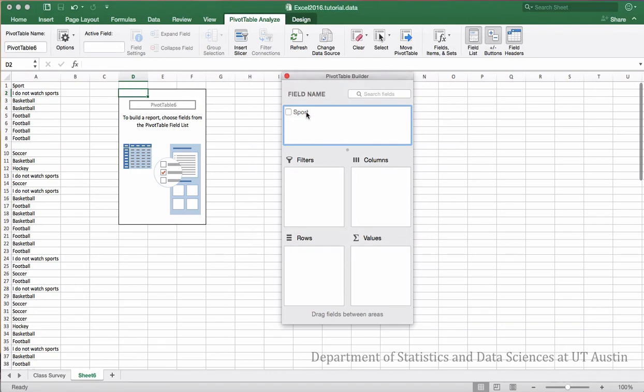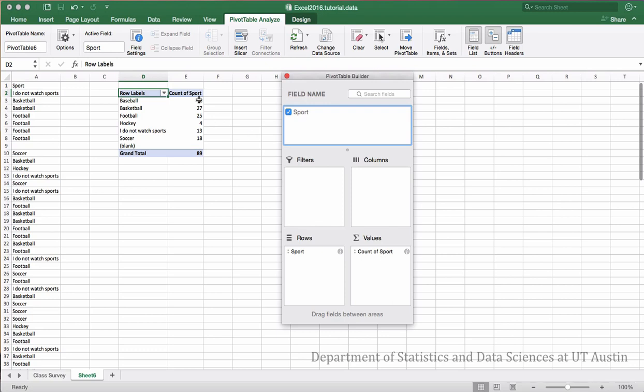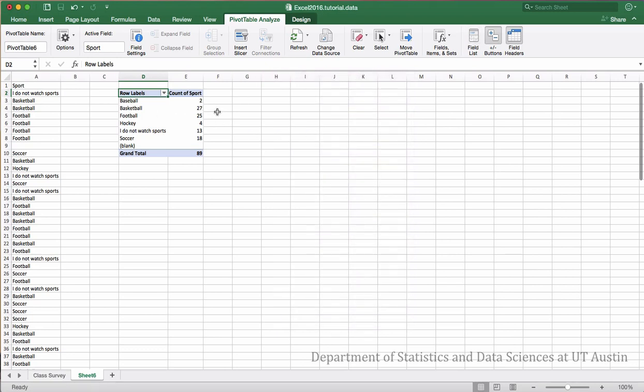Now, in order to create the frequency distribution table, we will select the variable sport. We will put it in rows. Now we have all of the outcomes, including someone who did not answer this particular question. I will click and drag sport into values, and this will give me the frequency of all of the outcomes. So now I have how frequent each outcome was, and what this table represents is how many people selected this particular sport as their favorite sport.